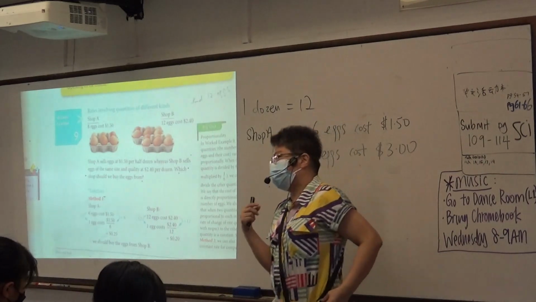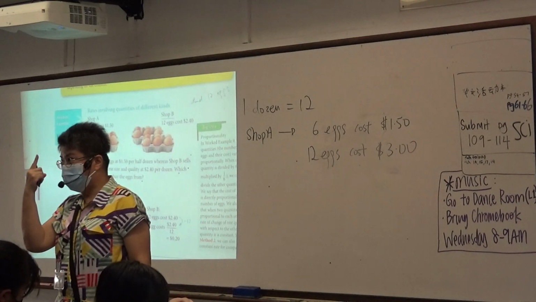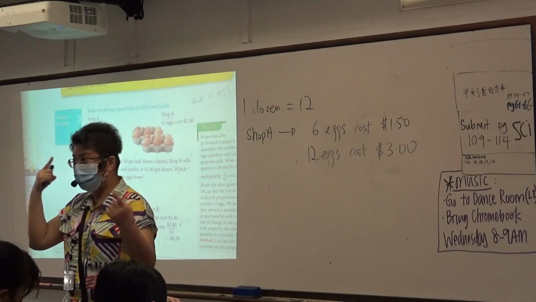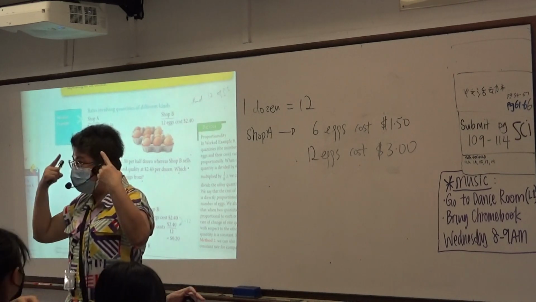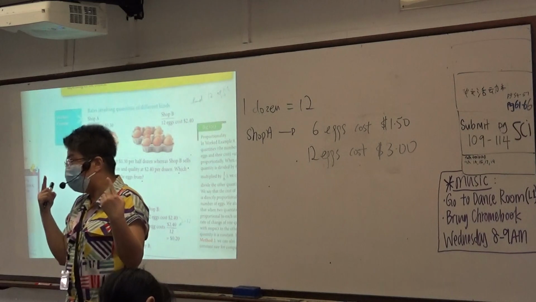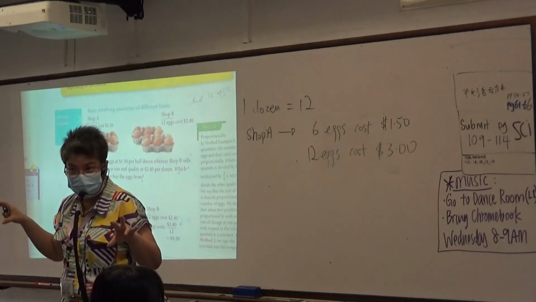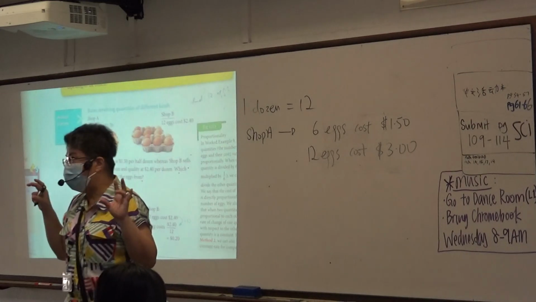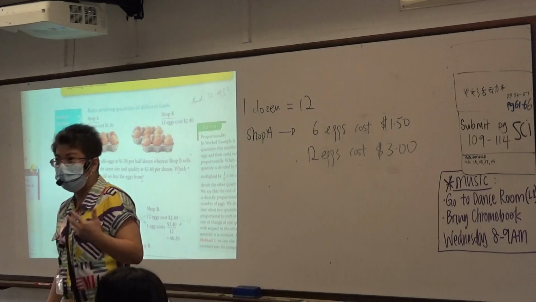Now, I want to ask one question. Is it okay if I go and find 1 egg for each shop? It's also okay. Then you compare which one. It's also fine. Understand? As long as you change the base for the comparison, it's fine. Everybody clear? But the easier way is to change it to 12 or 6. Everybody clear? Nobody can fault you on that.